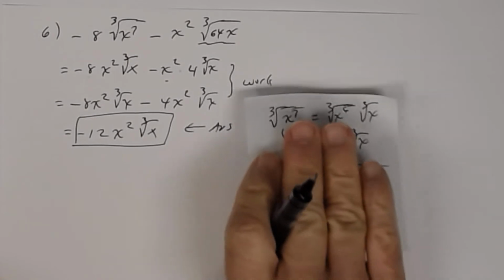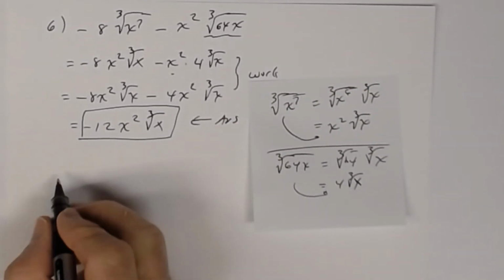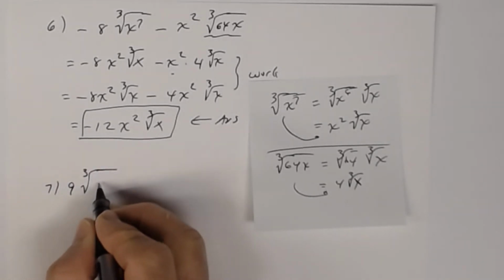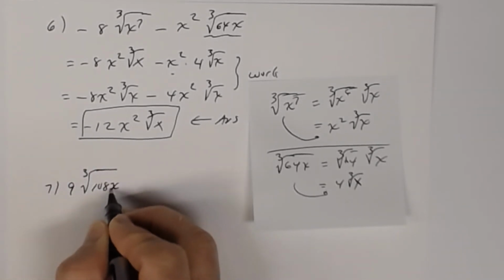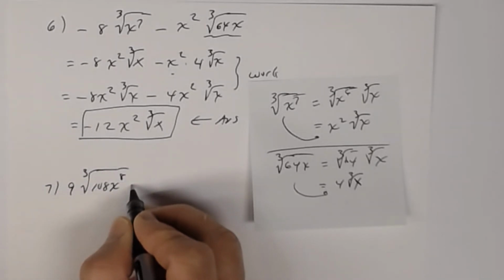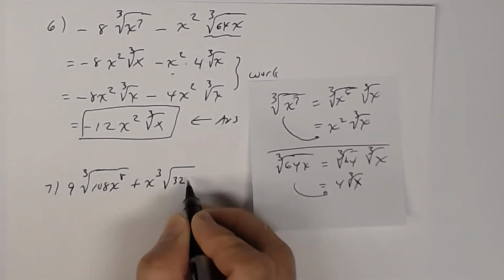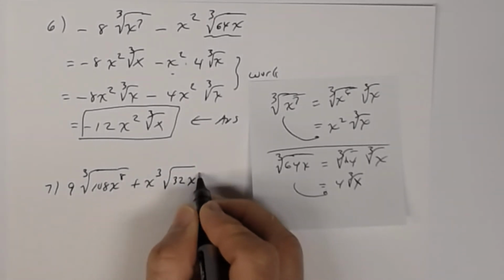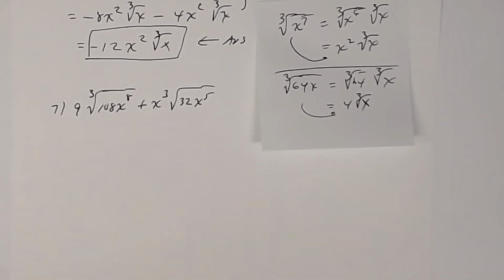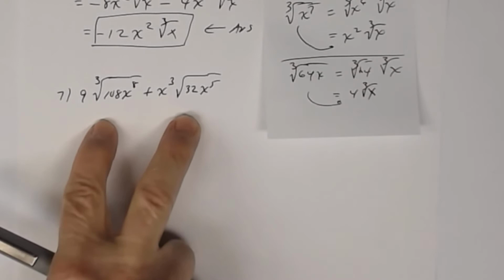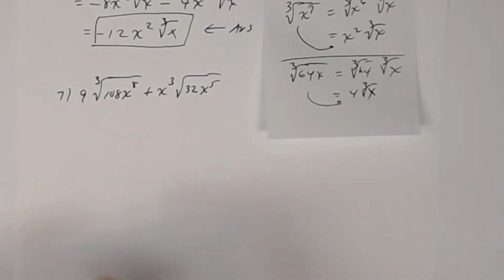All right. Okay, let's look at number 7. So number 7, we have 9 times the cube root of 108 x to the 8th power plus x cubed times the cube root of 32x to the 5th. All right, so we have to simplify each first, and then hopefully we can combine like terms.